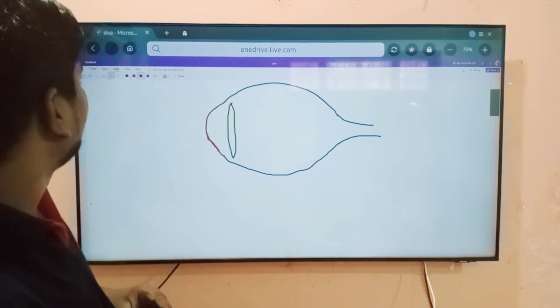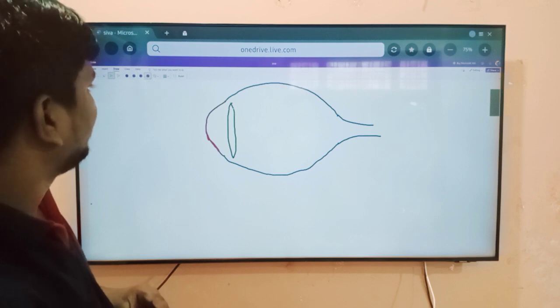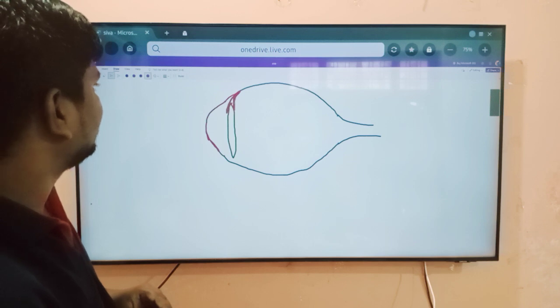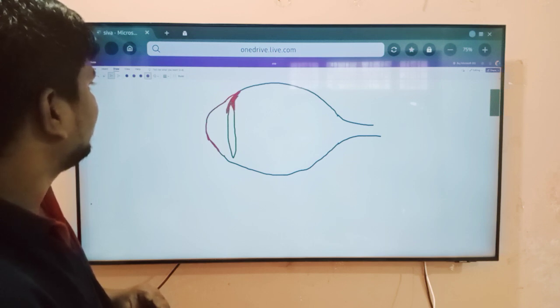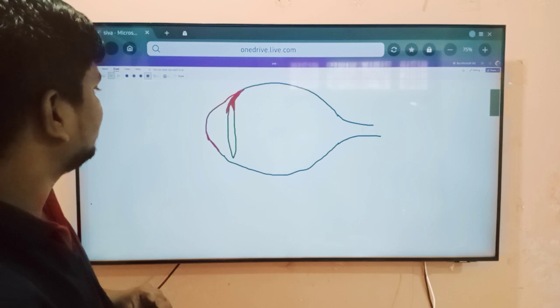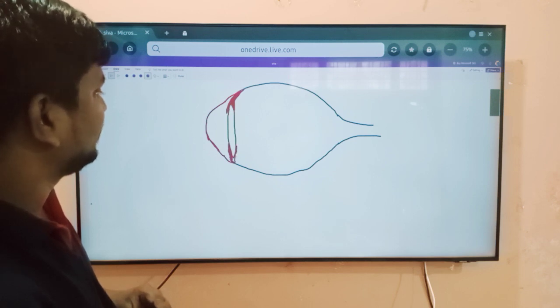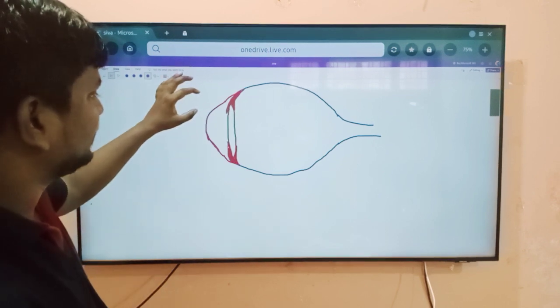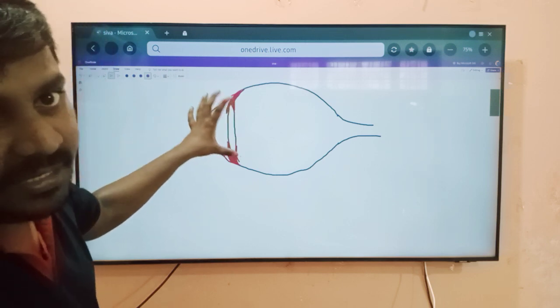Then you can consider the ciliary muscles. Here you can take the ciliary muscles, like this, and here also you can consider ciliary muscles. They are holding the lens. Yes, right, you can see on the screen how it is, right?